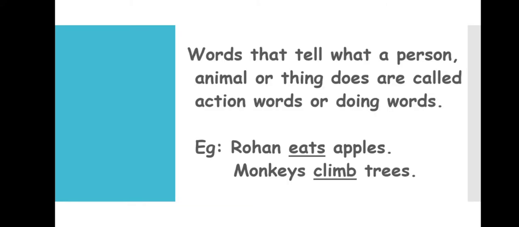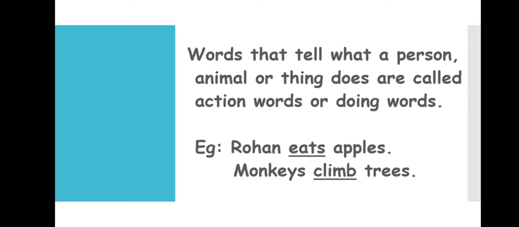Today we are going to discuss verbs. What are verbs? Words that tell what a person, animal, or thing does are called action words or doing words. That is, if a person does some action, if an animal does some action, or if a thing does some action, the words which show these actions are action words or doing words. And these words can also be called verbs.